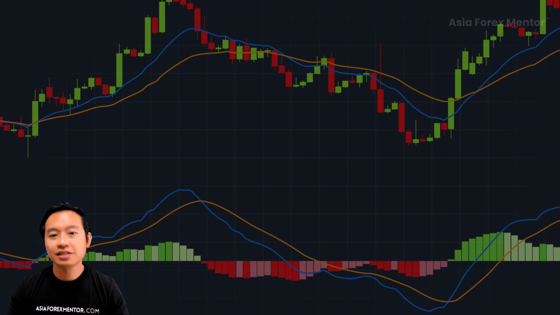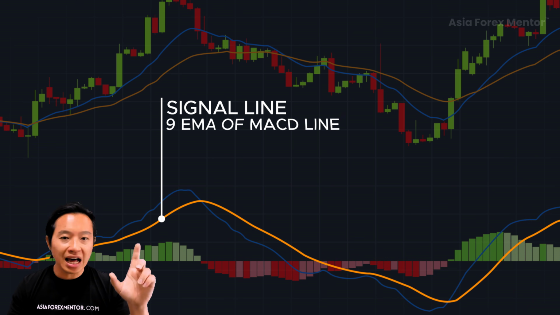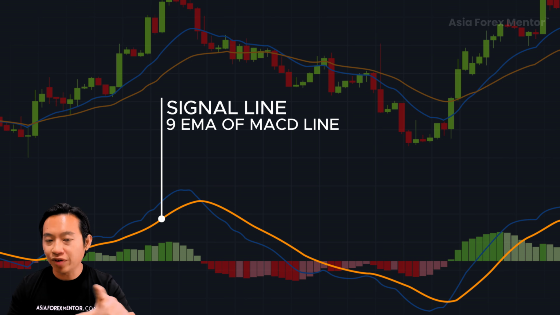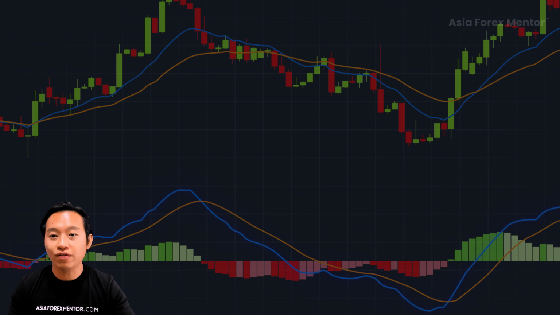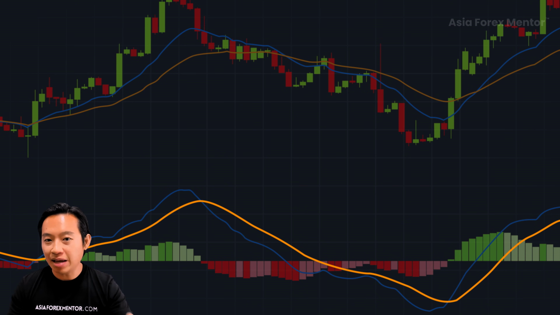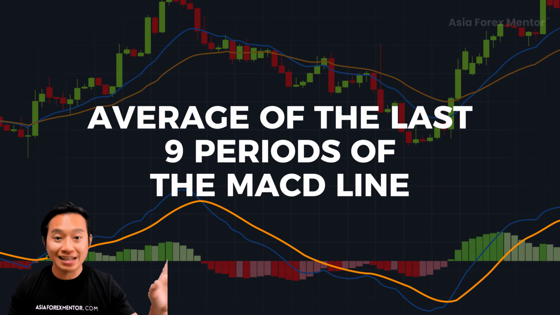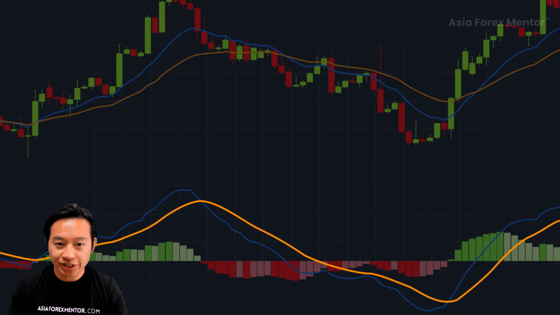Next, we have the signal line. The signal line is a 9-period exponential moving average, the 9 EMA, of the MACD line. It's as simple as it sounds. To get the signal line, all you have to do is take the historical values of the MACD line and apply a 9-period EMA. What this means is that you're looking at the average of the last 9 periods of the MACD line, giving more weight to the recent data.